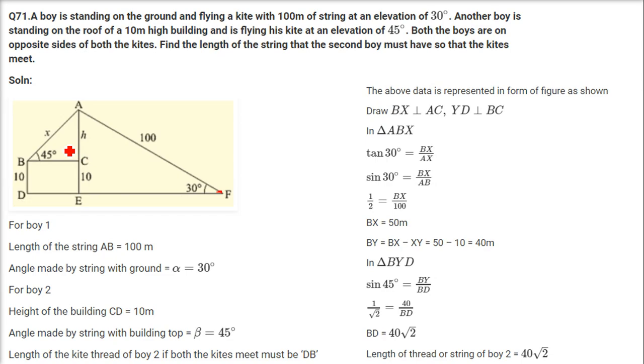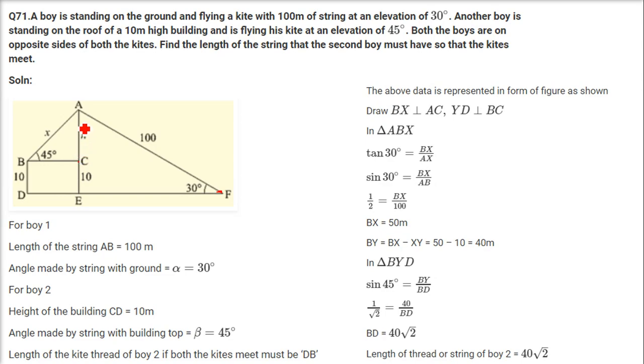Another boy is standing on the roof of a 10-meter high building. So there is a boy who is standing on top of a 10-meter high building, and he is also flying a kite. So this kite is flying and here is the other guy. Now he is making an angle of 45 degrees. Elevation of kite is 45 degrees.